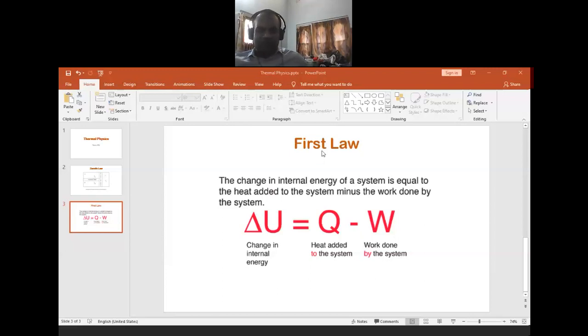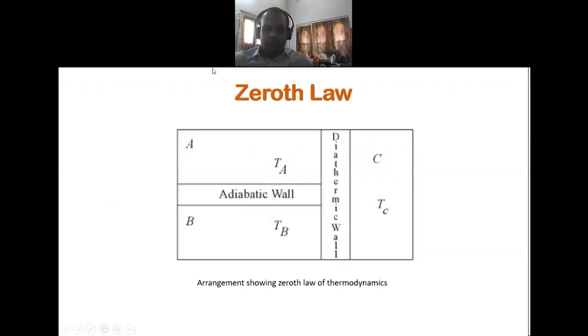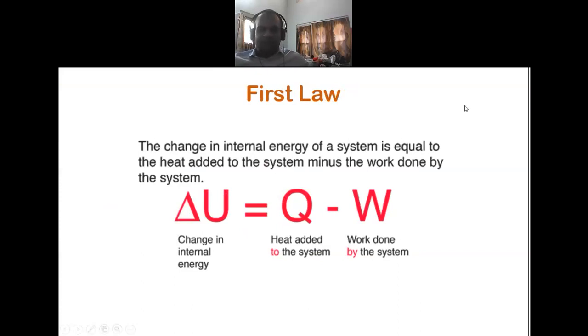So the first law of thermodynamics we actually discussed in the last class. I've come to full screen mode. The change in internal energy of a system, delta U, which we have learned what is delta U, is equal to heat added minus the work done by the system. If you supply heat to a system, which is the Q, then one part of this heat is used up in changing internal energy, and the other part is used up in doing work by the system.